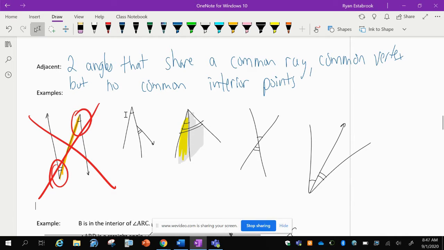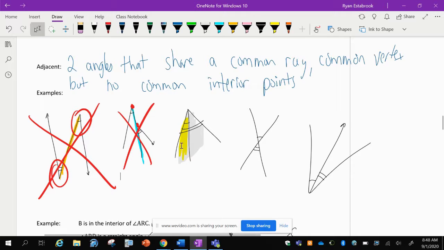In our next example, we have two different angles. They do share a common side or a common ray, which would be this side. However, once again, they don't share a common vertex. One vertex, other vertex, so not going to be adjacent.